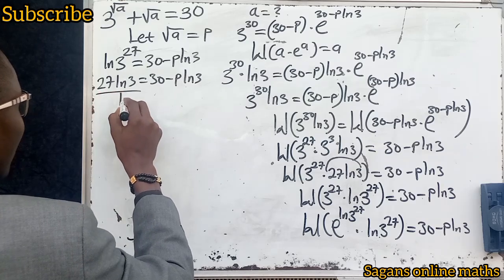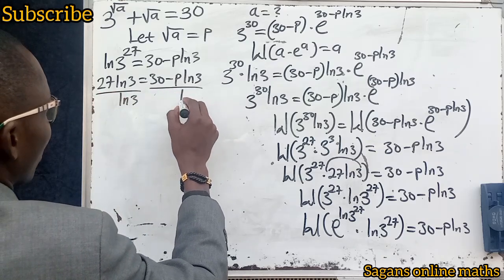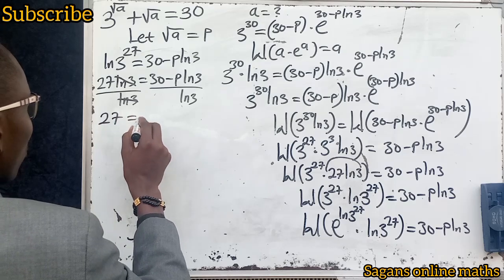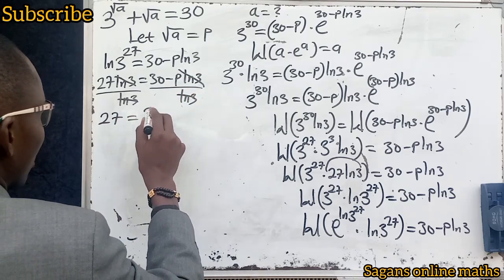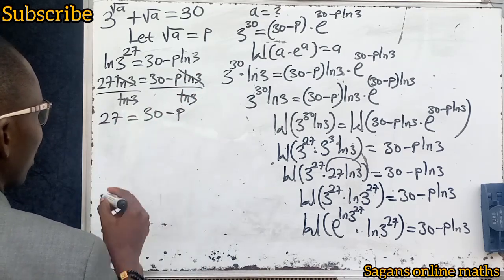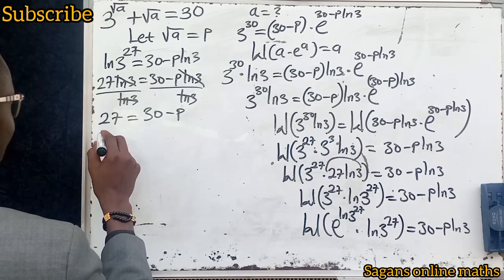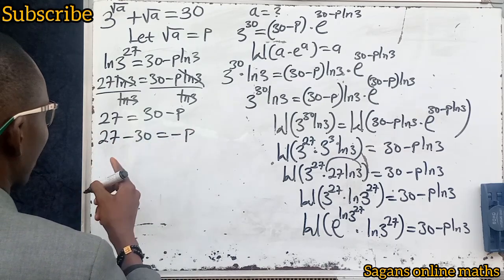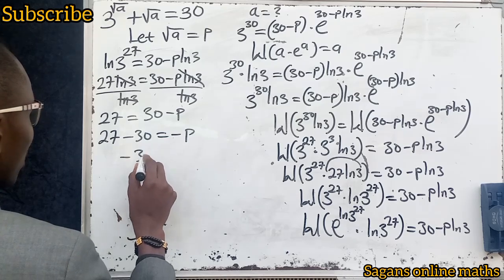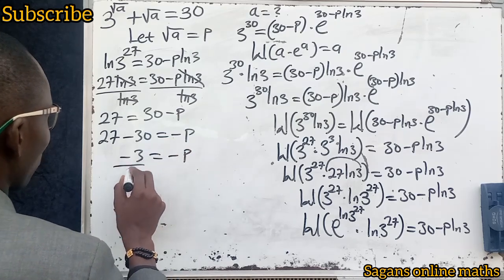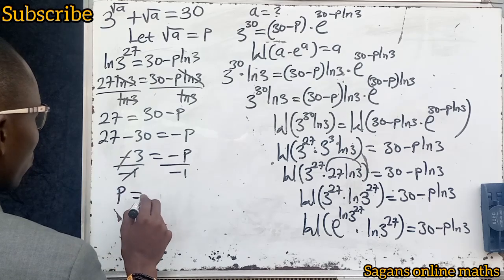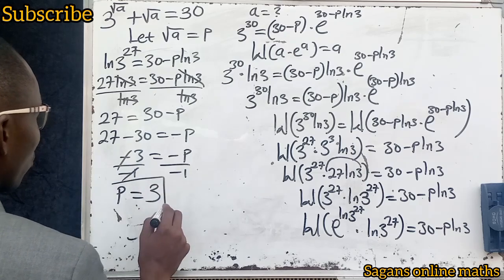Now if we divide both sides by ln 3, this will cancel out this. So 27 is equal to 30 minus p. If we subtract 30 from both sides, this is 27 minus 30 equals minus p. 27 minus 30 will give us minus 3 equals minus p. If we divide both sides by minus 1, we now see that p is equal to 3. This is the value of p.